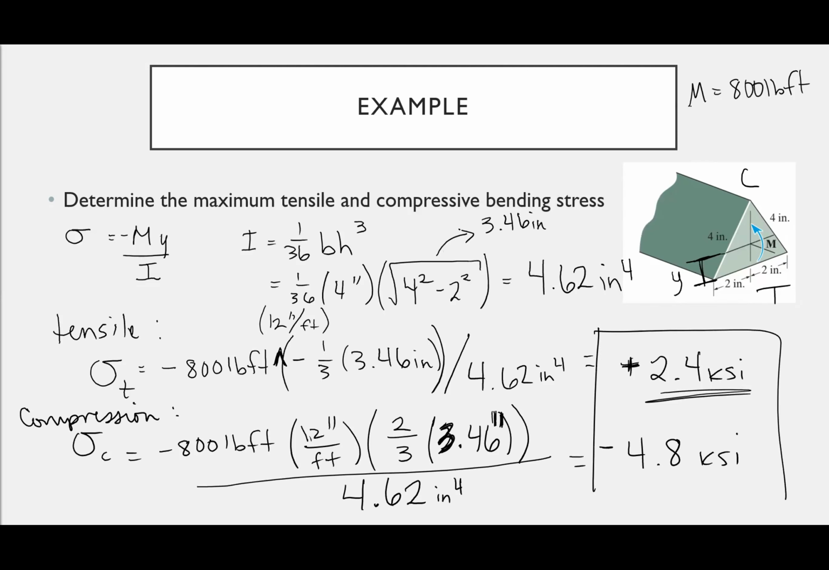So those would be your two stresses. 2.4 KSI in tension is at the bottom, negative 4.8 KSI, that's compression, would be at the top, and then it would be linear in between there. And at this centroidal level, or the neutral surface, it would be 0.